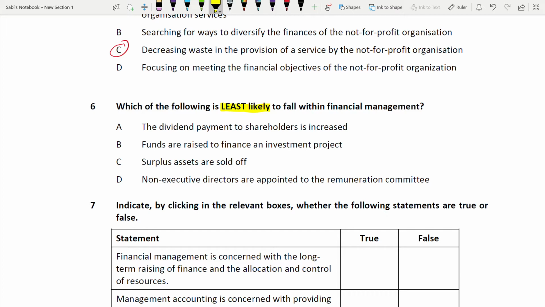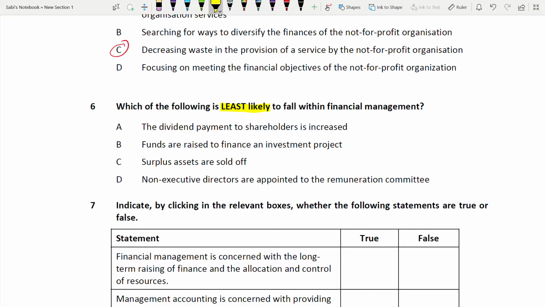B. Funds are raised to finance an investment project. Again, it's an investment decision. Investment decision falls in the scope of financial management. Again, so B is not the answer. C. Surplus assets are sold off. It comes in the financial management.